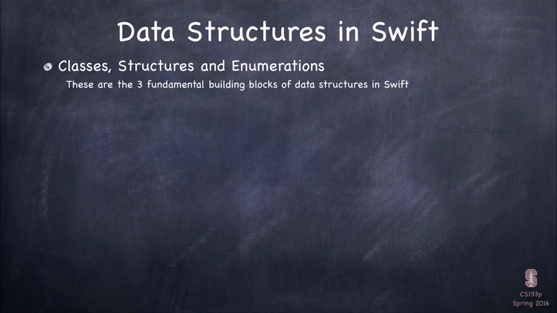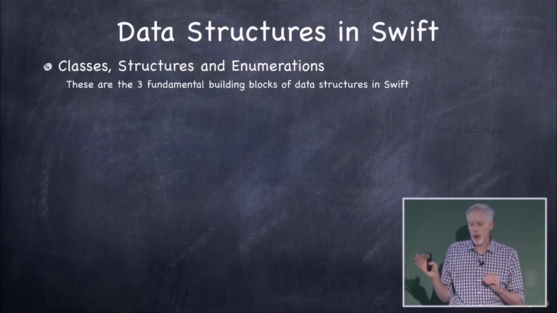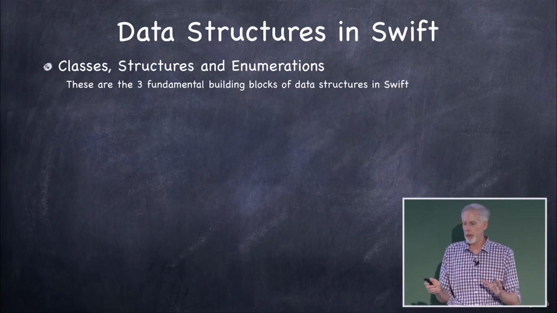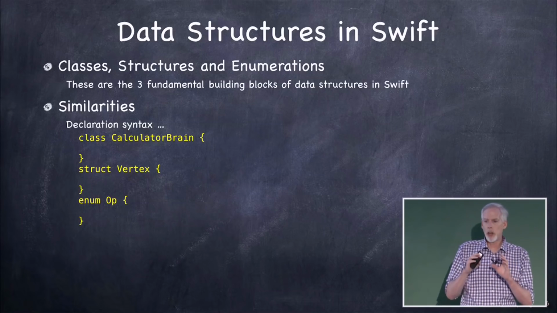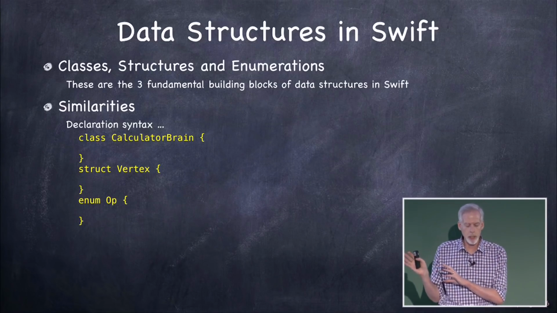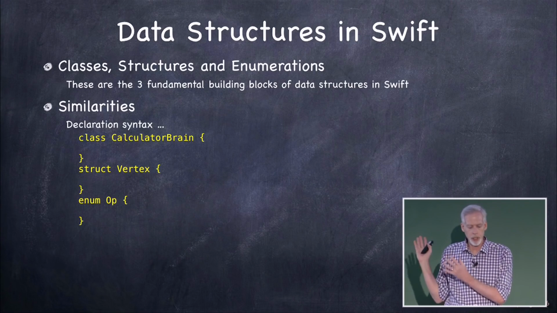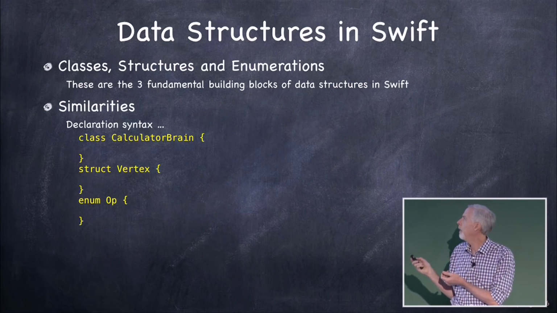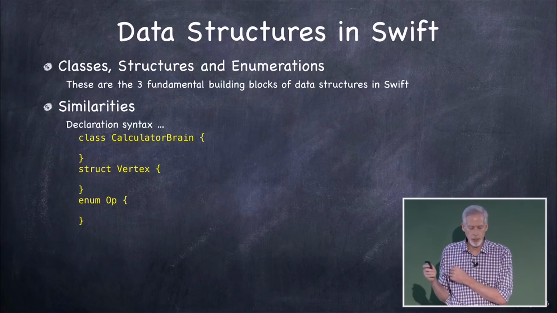Okay, let's talk about data structures in Swift. I'm talking about classes, structs, and enums. You've already seen them in the example. I'm going to talk about the similarities and the differences. So what's similar between class, struct, and enum? They're declared the same way, right? Just a keyword, the name of the thing, and then curly braces.